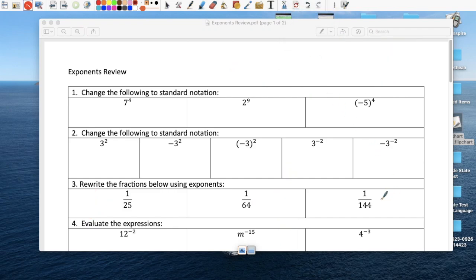Last one, 1 over 144, the same thing as 1 over 144. It's a perfect square. So notice that this is a perfect square, perfect square, perfect square. So what number do you know that raised to the second power is 144? That would be 12 to the second power. There is no other number for that one.